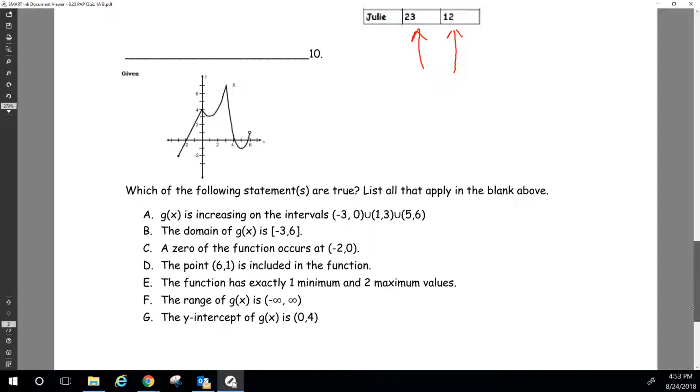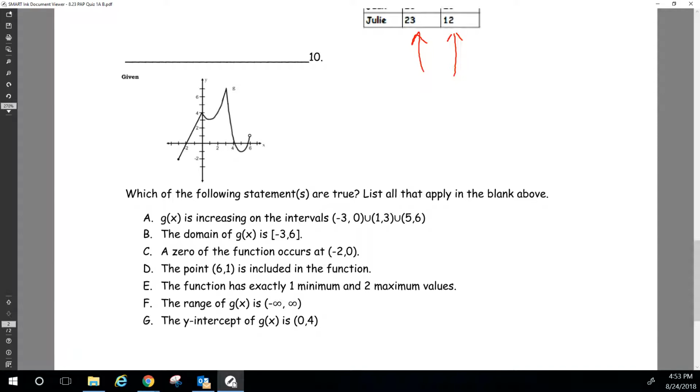All right, given this graph, we've got about 6, 7 questions. So which of the following statements, this is important, are true? So we're looking for things that are true. So A says g of x is increasing on the intervals from -3 to 0, and our y's are getting bigger there, so that one checks out. And then from 1 to 3, and our y's are getting bigger there. And then from 5 to 6, and our y's are getting bigger there as well, so that one's true.